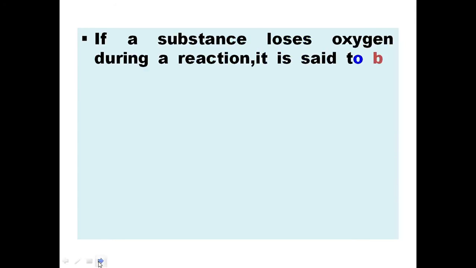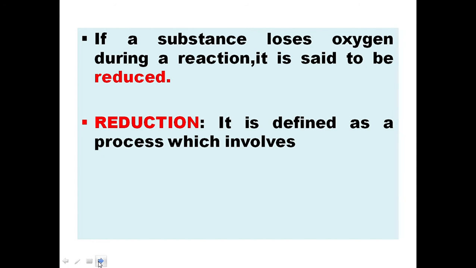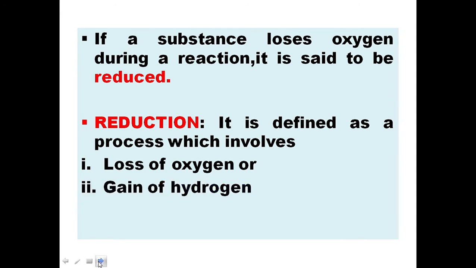Let's come to its formal definition, which is, if a substance loses oxygen during a reaction, it is said to be reduced. Like copper oxide in the previous example, it is being reduced to copper again. Now let's come to the formal definition of reduction. It's defined as a process which involves a loss of oxygen, or if we talk in terms of hydrogen, then there is gain of hydrogen. As you see, the reduction happened with the help of passing hydrogen gas over the copper oxide, otherwise it would not have happened. So there is a gain of hydrogen over here. And this is all about reduction.